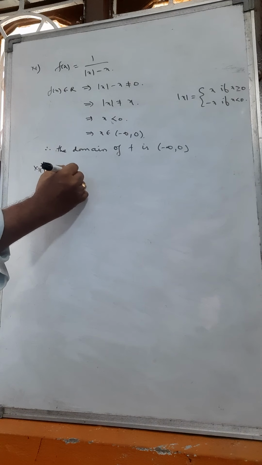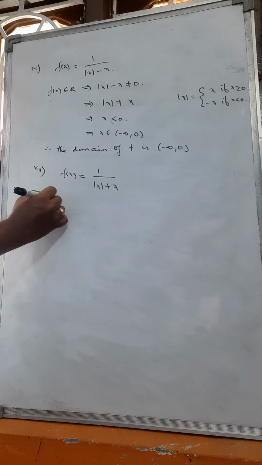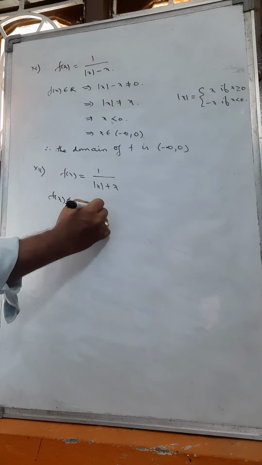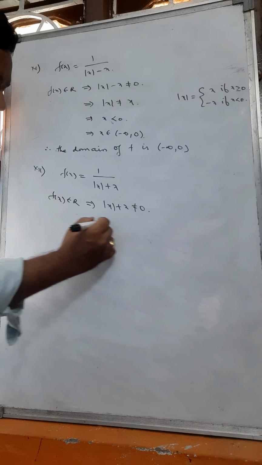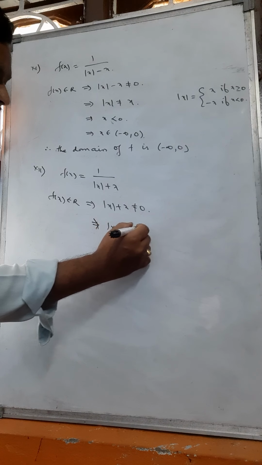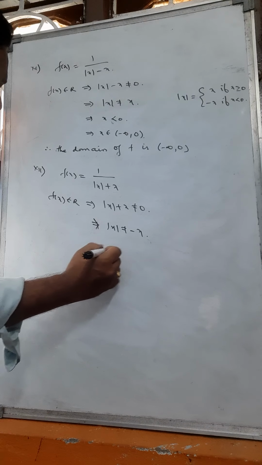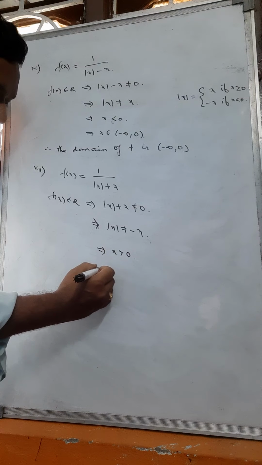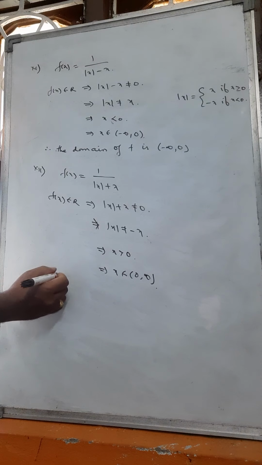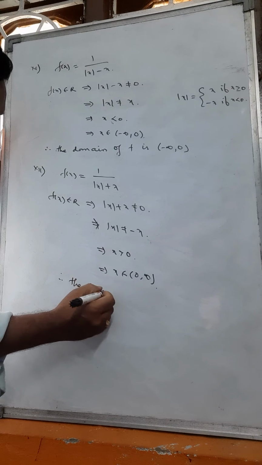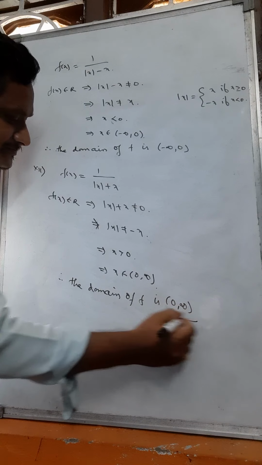12th one, f(x) = 1/(|x| + x). f(x) belongs to R, so |x| + x is not equal to 0. So |x| is not equal to -x. Here -x means it is greater than 0, so x is greater than 0. That means x belongs to (0, infinity). Therefore the domain of f is (0, infinity).